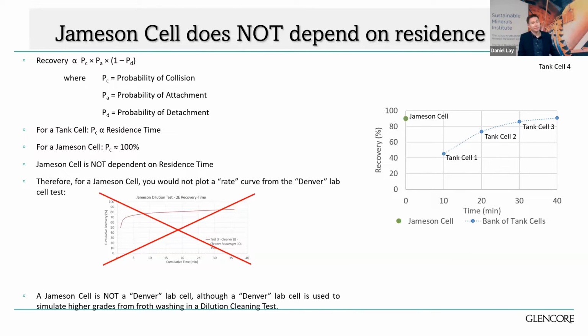So because of that, the Jameson cell does not depend on residence time. Each cell will go through that contacting zone, and the probability of collection is approximately 100%. So if we were to plot it on a kinetic curve, the Jameson cell would sit at a very low residence time with an equivalent recovery to a bank of flotation cells.